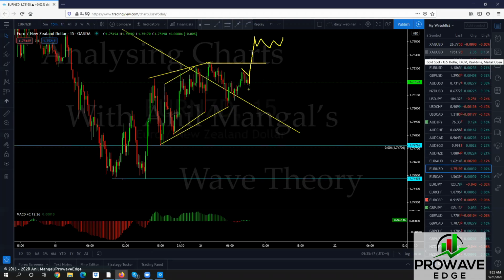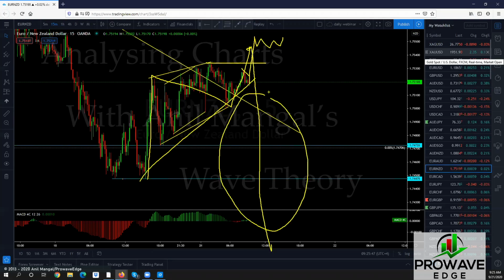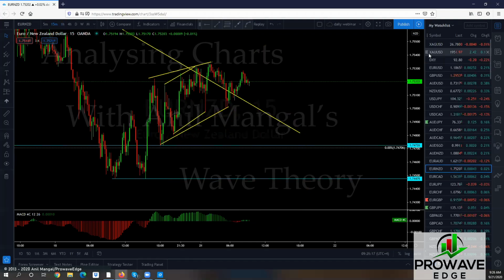Why not buy this flag? Because this flag, in this pattern, could just break that top and then drop. And this would be a perfect sell setup. I mean, a perfect sell setup. We know how to trade those patterns, right? So we cannot buy this here.